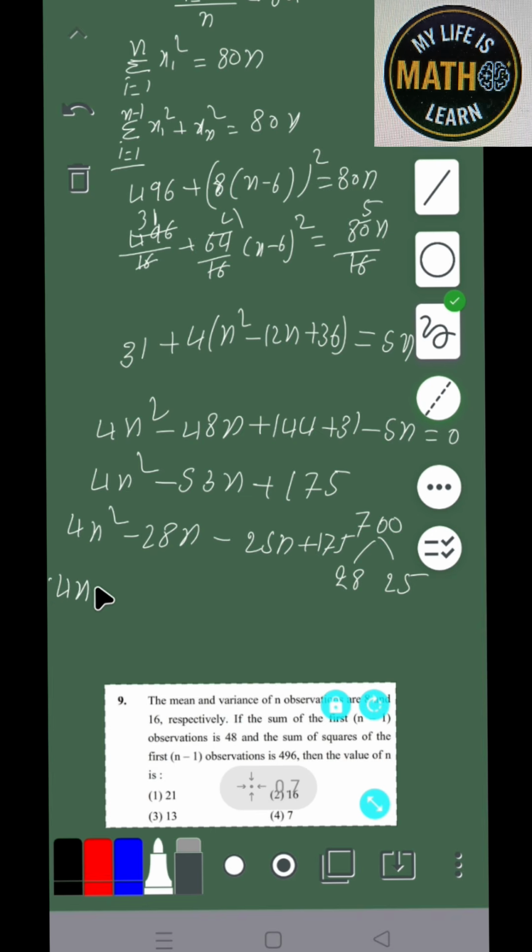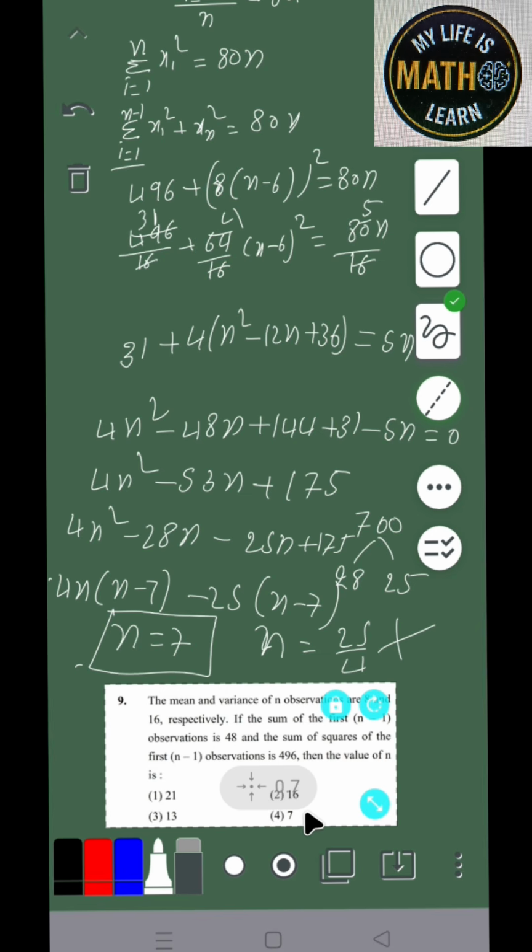4n common, n minus 7, minus 25 common, n minus 7. So n is equal to 7, or n is equal to 25 by 4. So that is not possible. n is equal to 7 is the answer. So n is equal to 7, the fourth option.